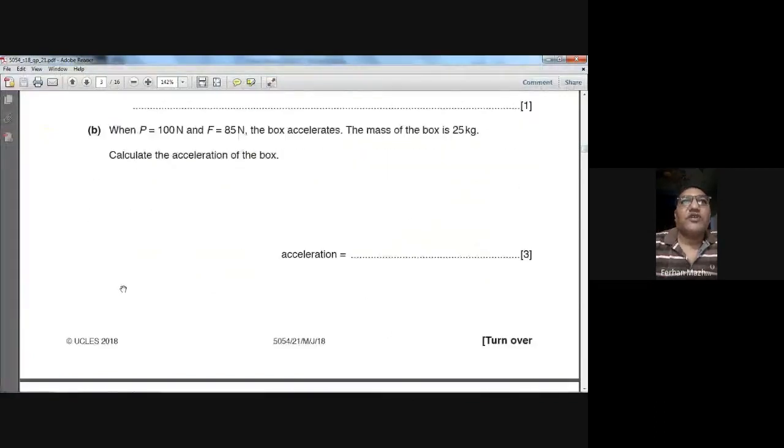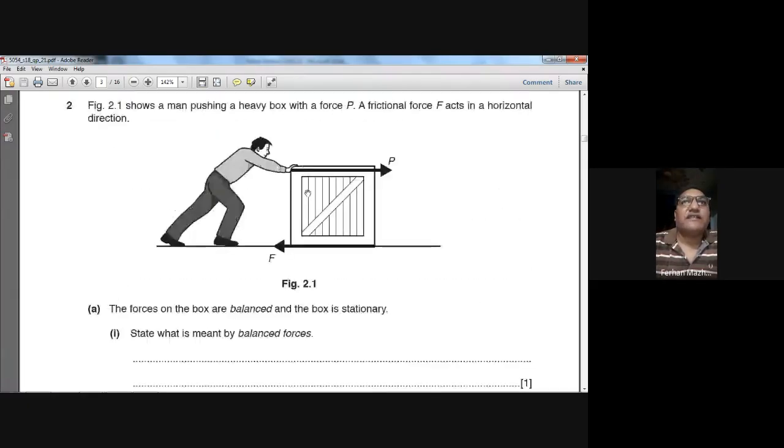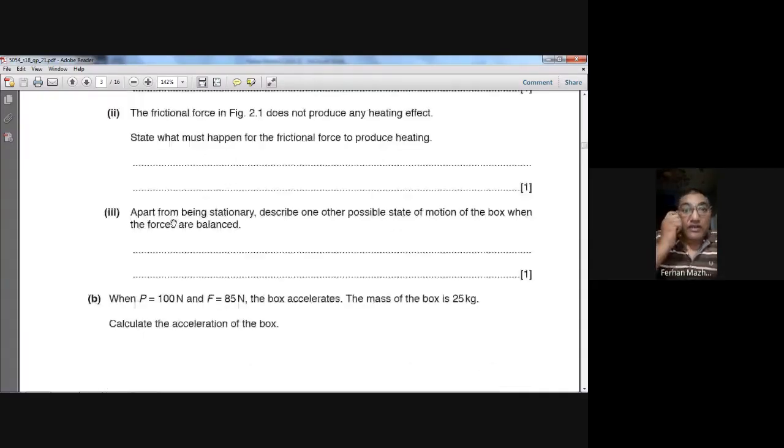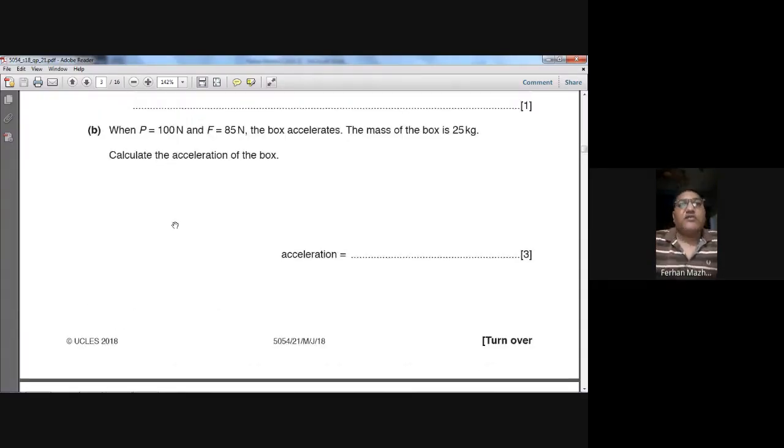Okay, so we are moving to question number 2, B part. He says, when the P force is 100 Newton and the F force is 85 Newton, the box accelerates. The mass of the box is 25 kg. Calculate the acceleration of the box. The P force is given, the F force is given; subtract them from each other and you will get the resultant force. The forward force P is 100 Newton. The backward force is 85 Newton. To get the resultant force, P minus F. Apply that formula, 100 minus 85, and it will give you 15 Newton. So the resultant force is 15 Newton.